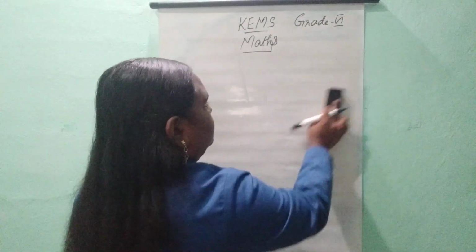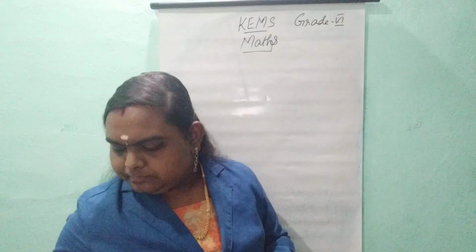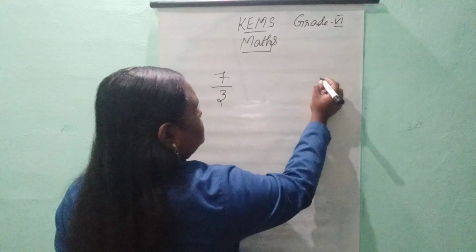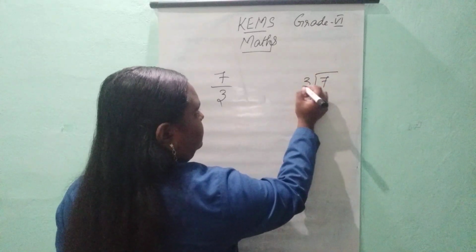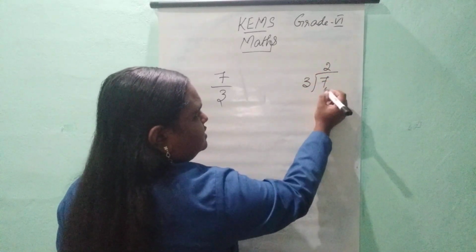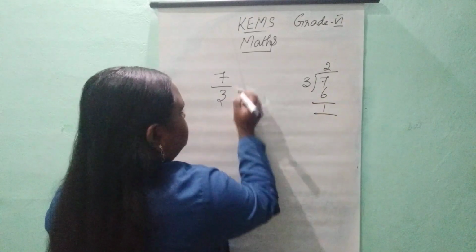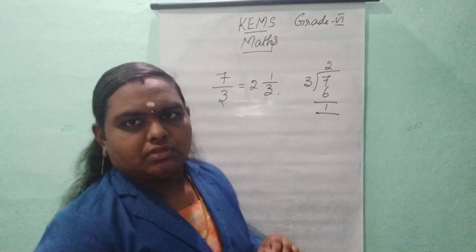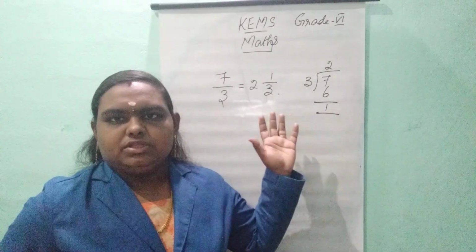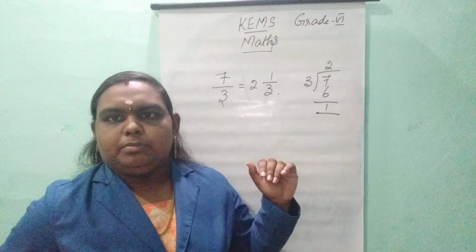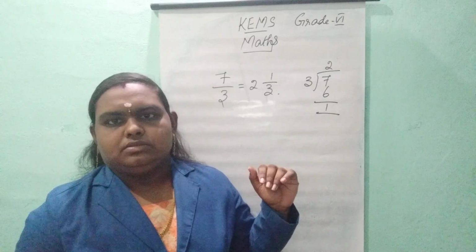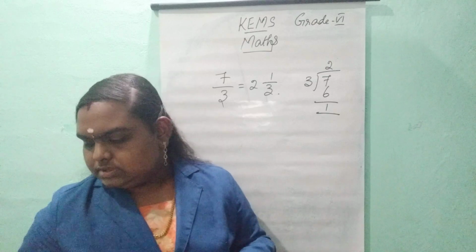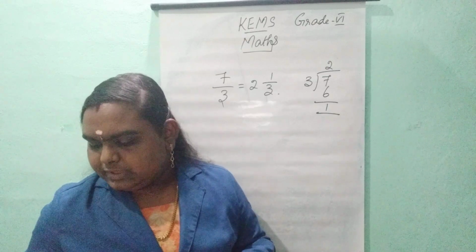Let's see another example. 7 by 3. So 7 divided by 3 means 3 2s are 6, remaining 1. So you have to write 2 1 by 3. This is the method of converting the improper fraction. Is it clear? Yes.